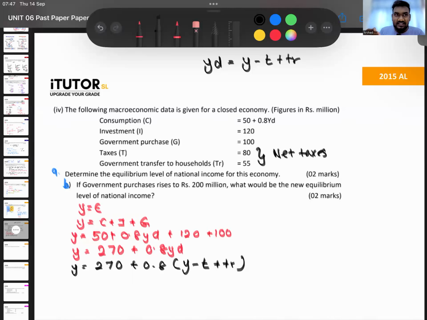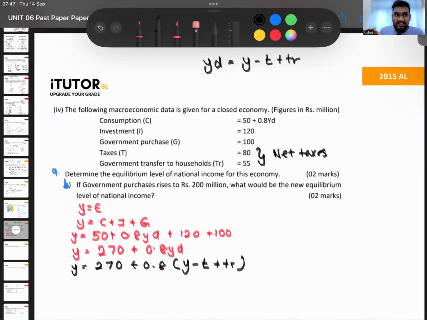So Y equals 270 plus 0.8, Y minus tax is how much? Our question is saying tax is 80. So I'll say 80. Transfers are how much? 55. So now, guys, when you're solving the brackets, we use a little bit of common sense. You don't have to multiply 0.8 by 80 and 0.8 by again 55. That's hard, no? So simplify that thing inside first.